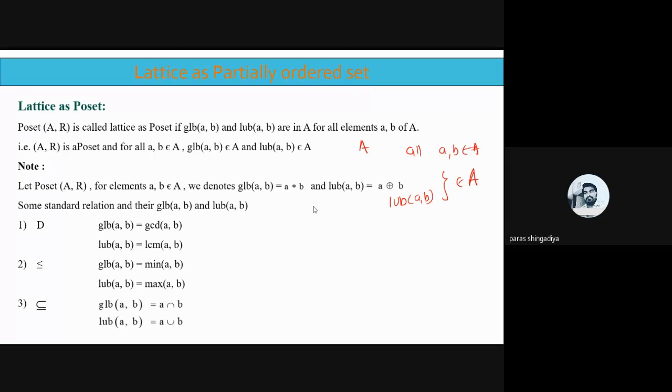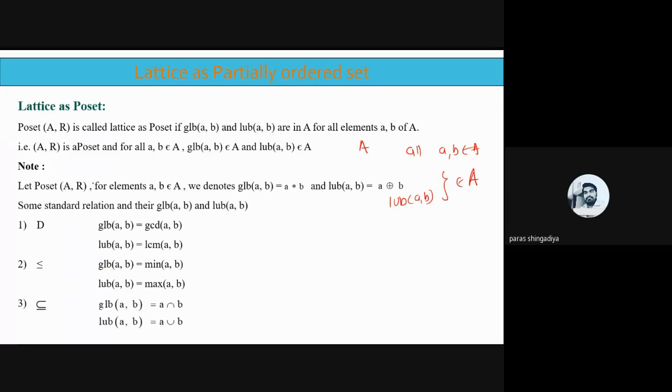Star is a binary operation, and GLB of a, b is equal to a star b. a star b means GLB of a, b. And LUB of a, b is equal to a ring sum b. That symbol is a sum with a ring on it, so it is called ring sum. a ring sum b means LUB of a, b. So LUB of a, b is equal to a ring sum b. These are the notations for the GLB and the LUB.